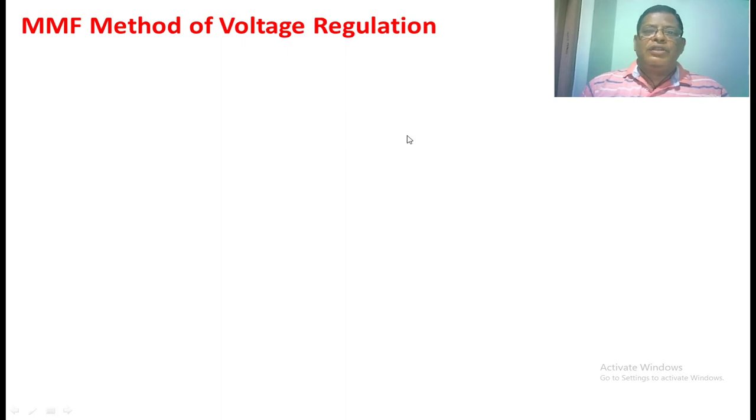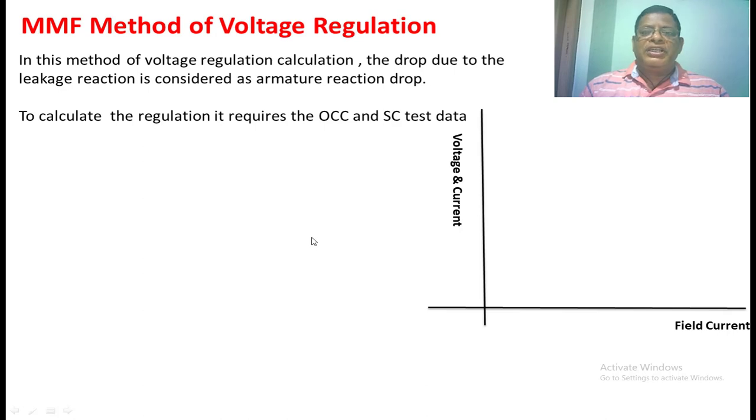In this method of voltage regulation, the armature reaction drop is also considered as an armature leakage reactance drop. So, only one drop is available in an alternator, that is the armature reaction drop. To find the voltage regulation of the alternator in this method, the OC test as well as the SC test data are required.